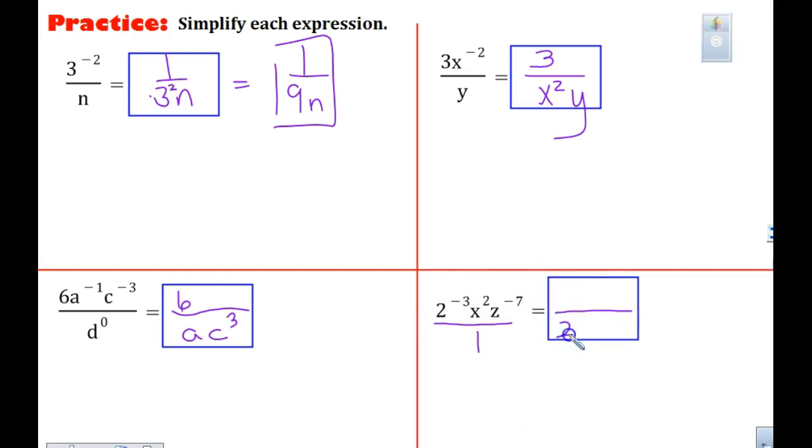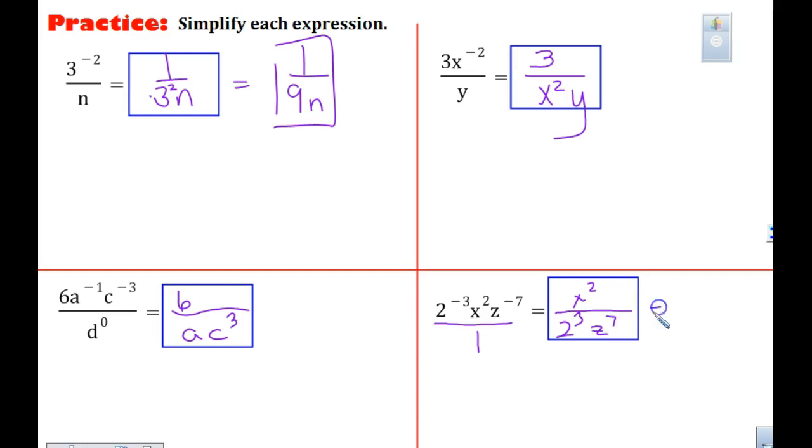Put it down. 2 to the what? 2 to the 3rd. Kendall, what am I doing with the x? Keep it in the same spot, right? Rowan, what am I doing with the z? Putting it down to the denominator. Z to what power? To the 7.